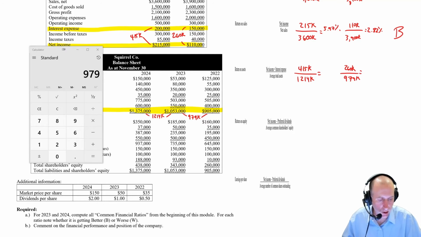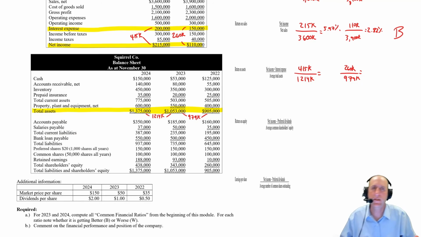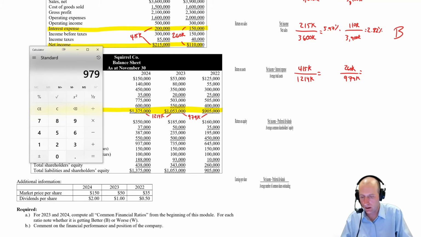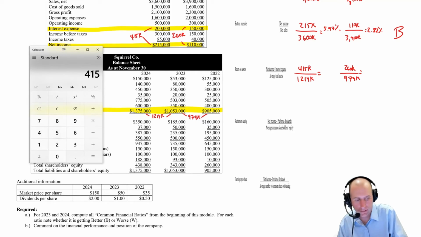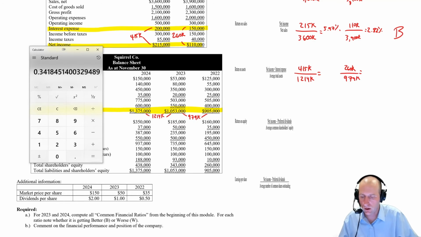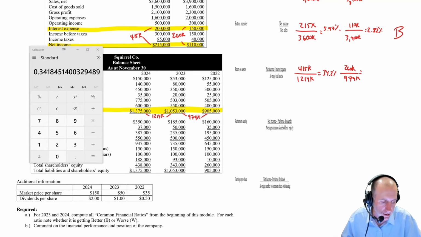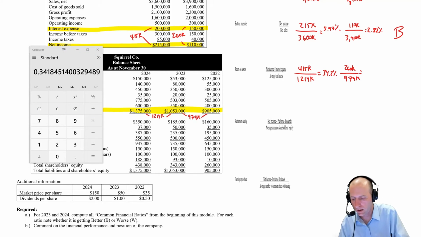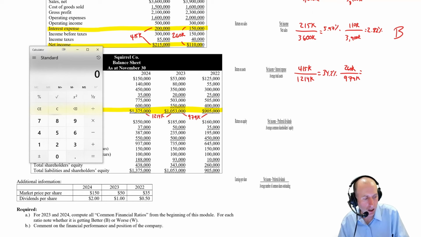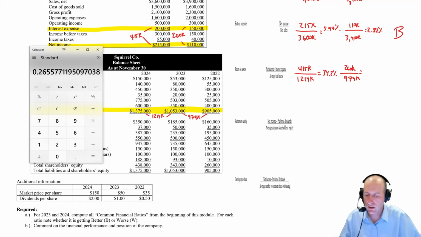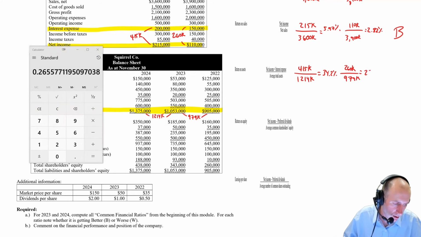Let's compute the numbers here. Return on assets. This is a measure of how effectively we're using our assets, right? How profitably we're using the assets under our control. So 415 divided by 1214 gives us a return on assets of 34.2%. Means every dollar I've invested in assets is returning me 34 cents of profit. 260 divided by 979. Last year it was 26.6%.